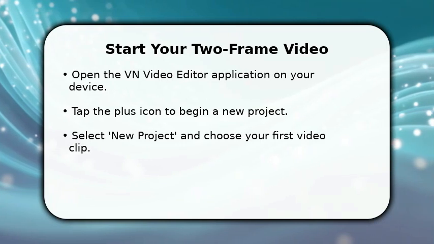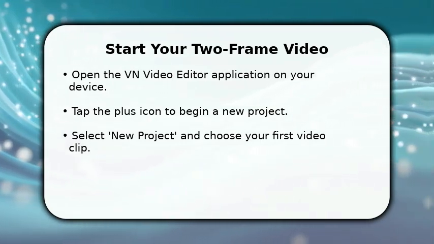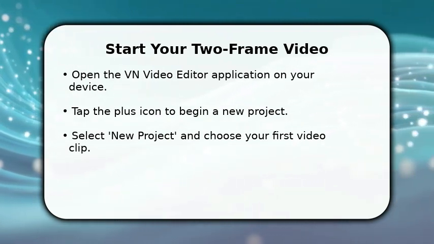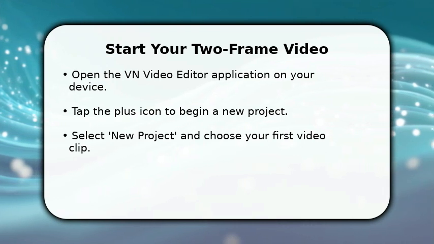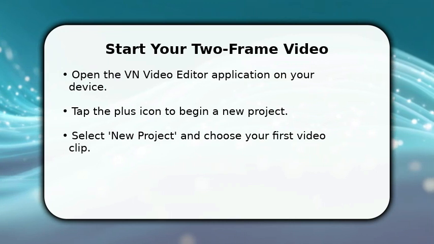In this video, I will show how to make a two-frame video in VN. First, open the VN Video Editor app on your mobile device. Look for the large blue plus sign at the bottom center of your screen and tap it. Then, select New Project from the options.